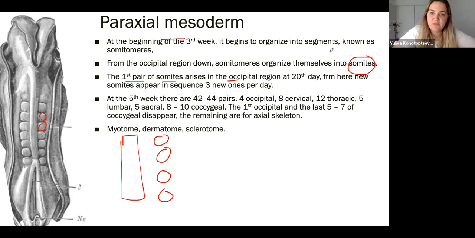When does the first pair of somites appear? Occipital region, day 20. From day 20, every day, 3 new pairs of somites appear. So could you tell me, on the 22nd day, how many pairs of somites are you going to have? Knowing that on day 20 we have the first pair of somites, and then every day, 3 more pairs appear. So day 22, how many pairs would you have?